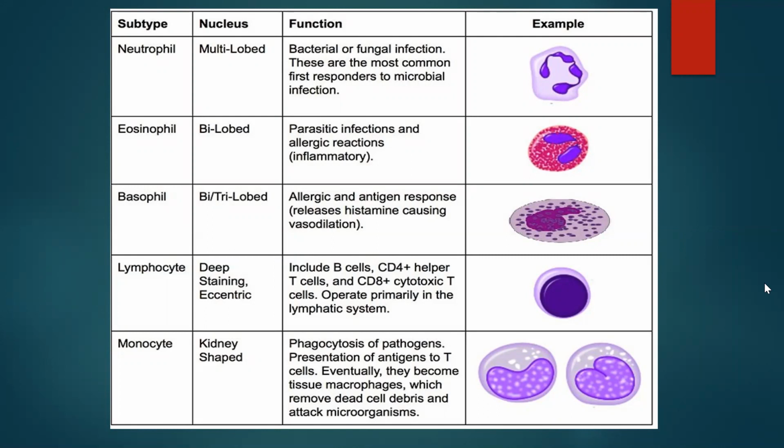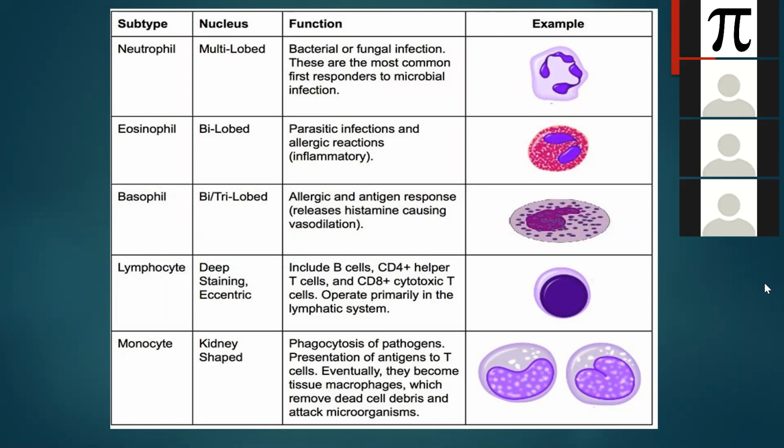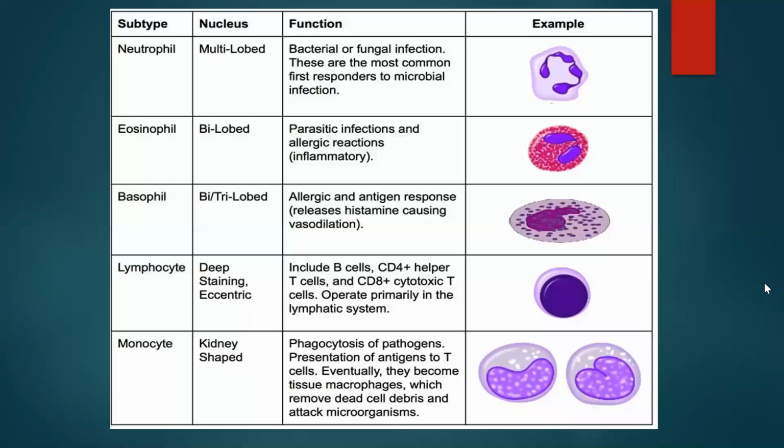Now, next we have basophils. The nucleus inside this can be bilobed or trilobed, it depends. Here you can see it's not a rigid thing. It can be bi, can be tri. Now, next we have the function of these basophils. The function of basophil is allergic and antigen response.